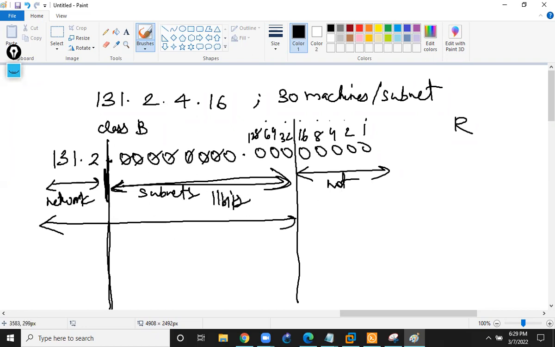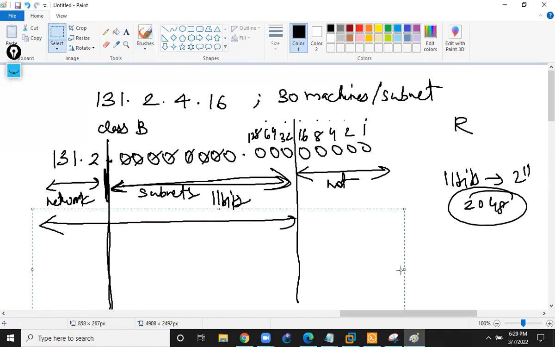How many values will you write? If you have 11 bits, the number of combinations will be 2 raised to 11, which is 2048. 2048 subnets will be there. If you want to write all of that, you can do it later, but here we'll go with the first three and the last three.